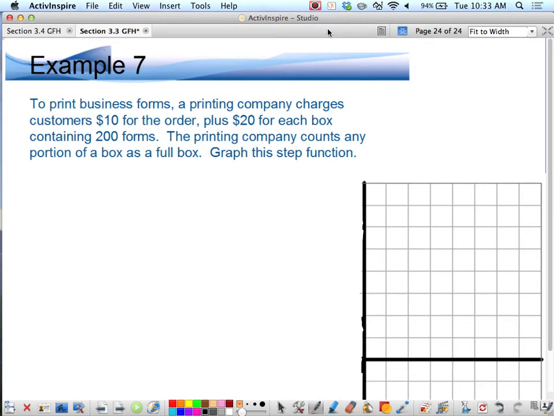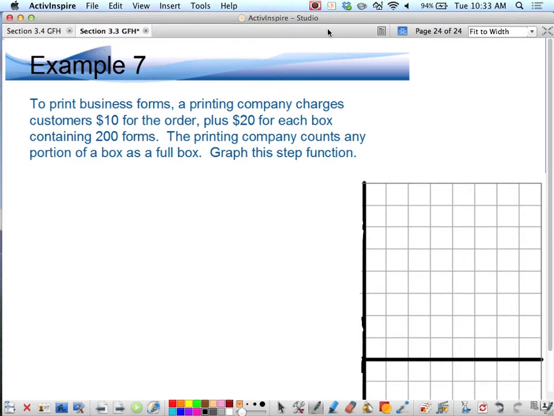So here we have a printing company, and they're going to charge you $10 for every order, no matter what. Even if you order nothing, they're going to charge you $10. Then they're going to charge you $20 for each box of 200 forms. But they're going to count any portion of a box as a full box. Make sense? Okay, what do we want to let be our x's?